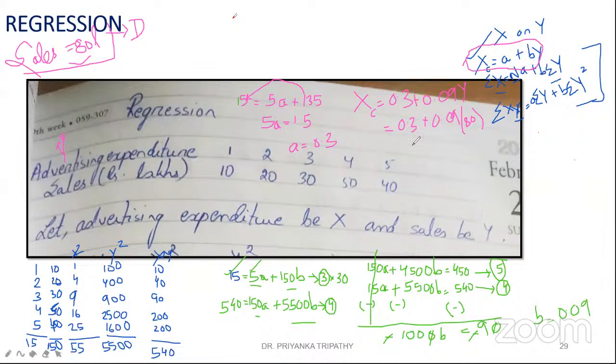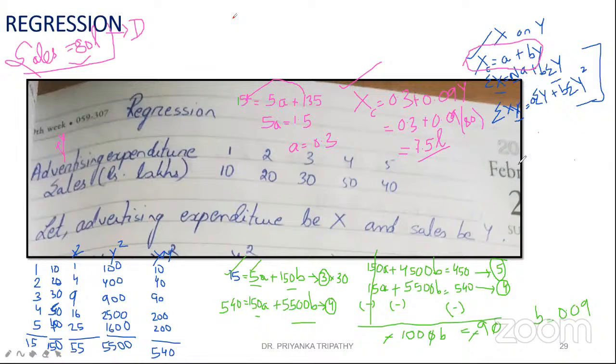The answer will be around 7.5 lakhs. So if you want to achieve the sales target of 80 lakhs, then your advertising expenditure should be 7.5 lakhs. Understood? Yes, ma'am.